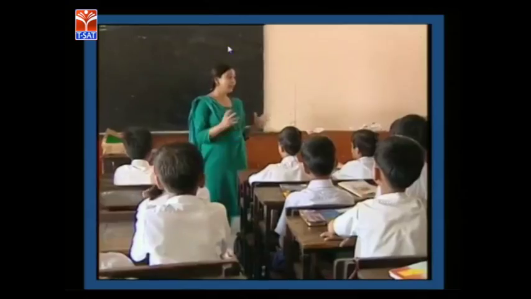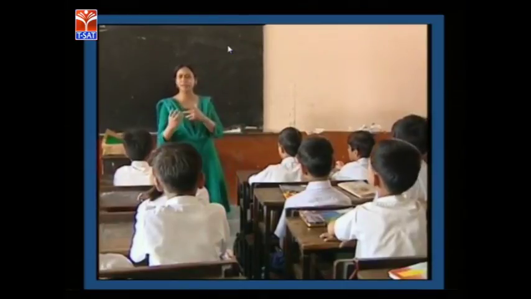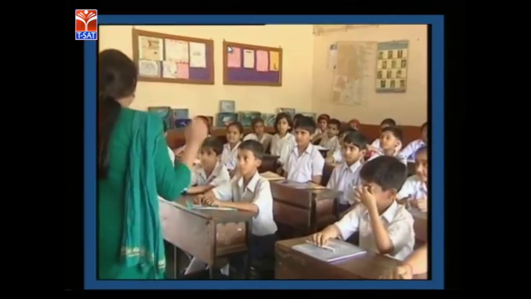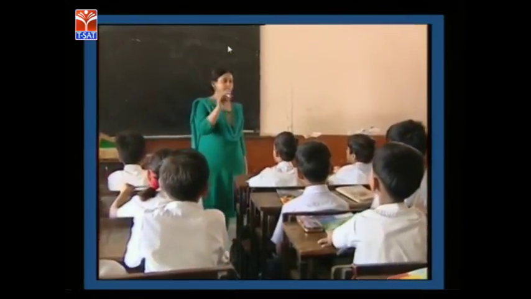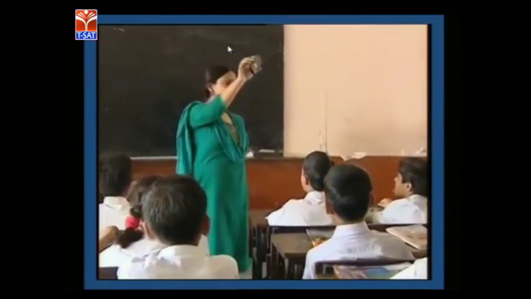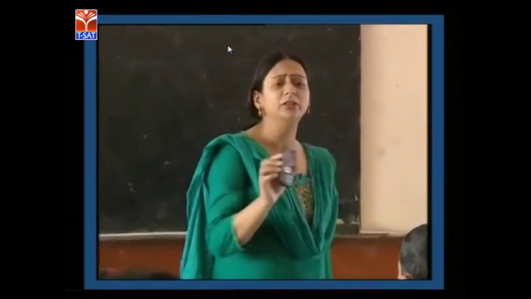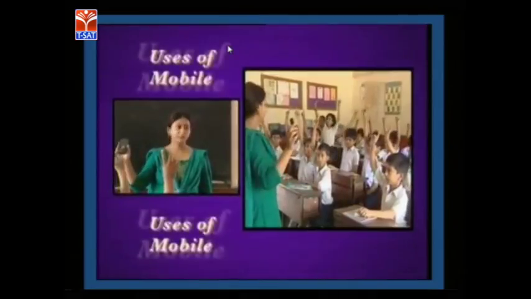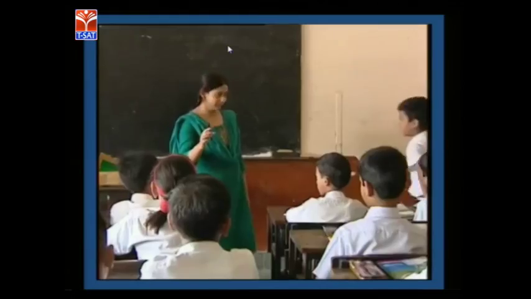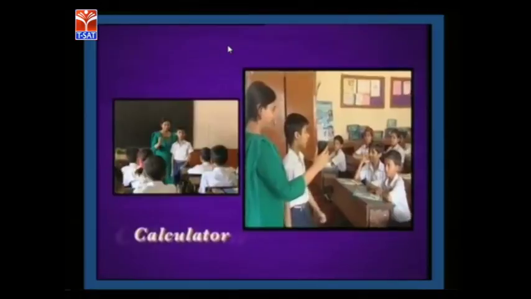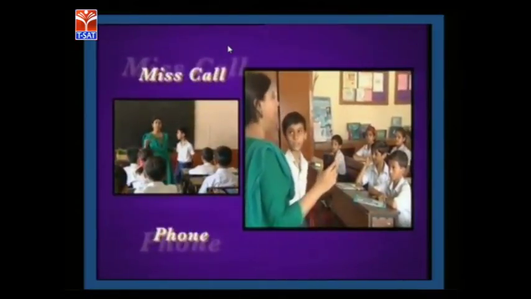Very good. We are going to have a conversation class today. That means we are going to interact with each other and we are going to speak in English. Now I have got something for you. Here. What is this? Mobile. Very good. Can anybody of you tell me the uses of mobile? Very good. So all of you are well aware of the uses of mobile. Yes, please. Okay. Mobile use calculator, message, phone, missed call. Okay, very good. Clap for him.